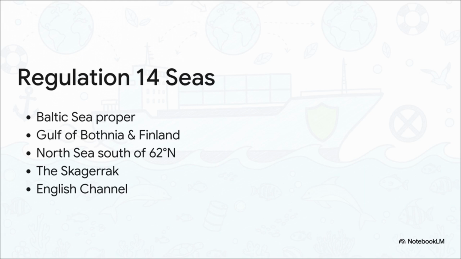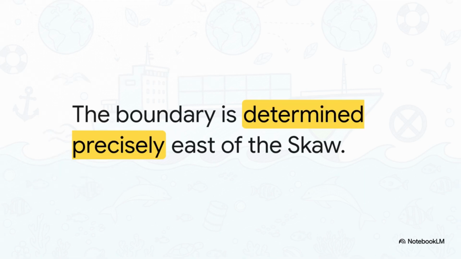Channel and its approaches. Now, the exactness here is what's truly fascinating. The legislation is written to make absolutely sure there are no loopholes between these bodies of water. The North Sea and Baltic boundaries actually share precise latitudinal limits, like the Skagerrak boundary, which is pinned exactly east of the SCA at 57 degrees 44.8 minutes north. It effectively creates this seamless, interlocking grid of international atmospheric protection across northern Europe.